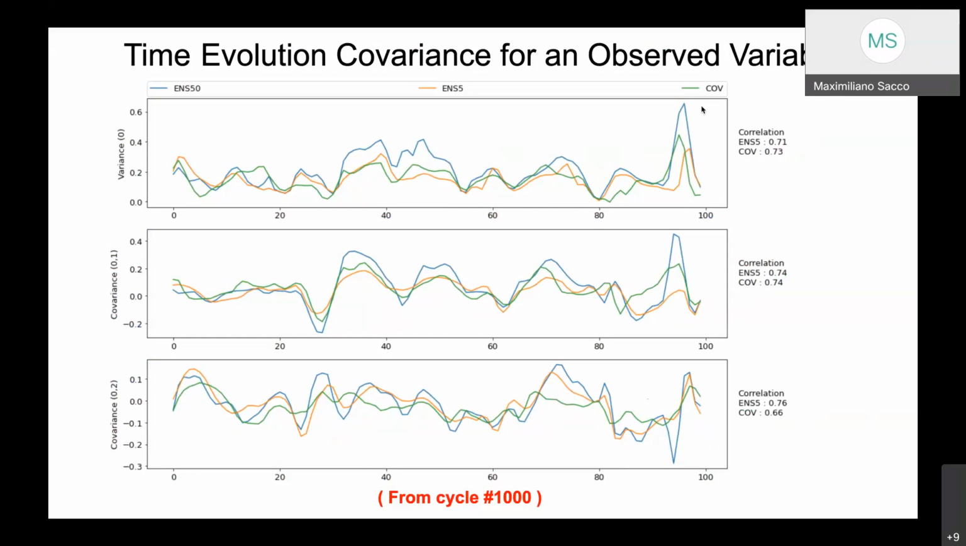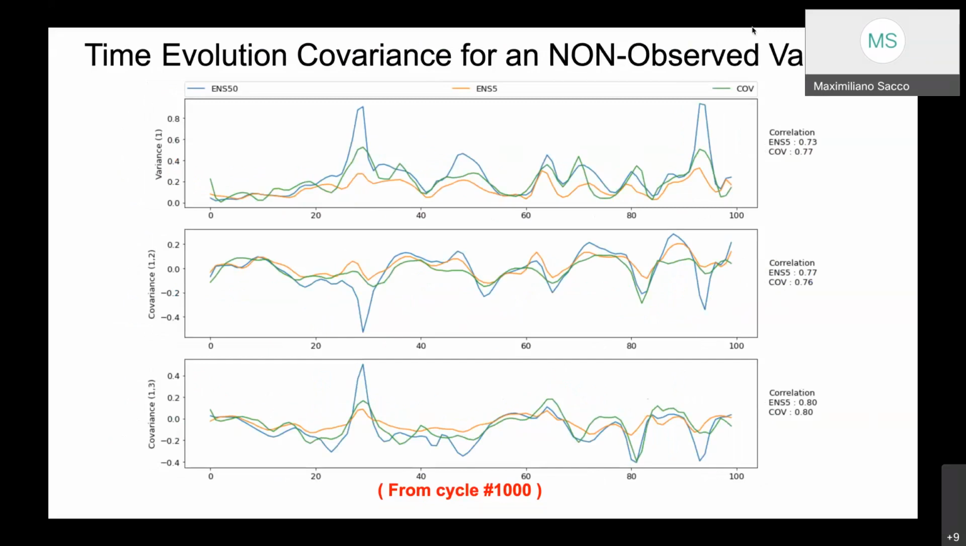The performance of this method is notably better for both variances and covariance. It follows very close to the evolution of the 50-member ensemble. The correlations are almost 70% in all the estimated parameters, and the same is true for the observed variables.